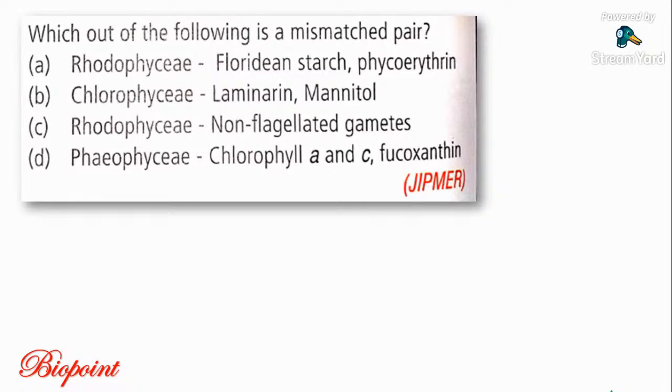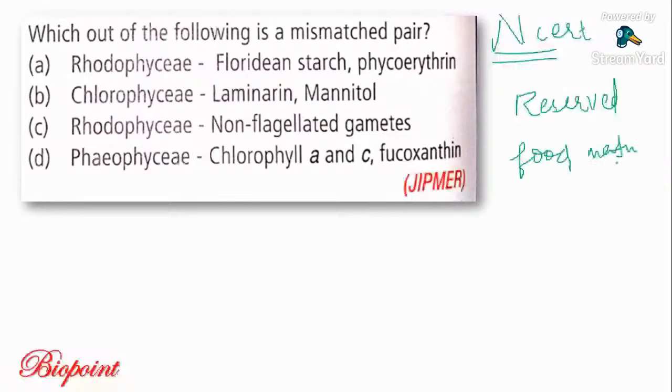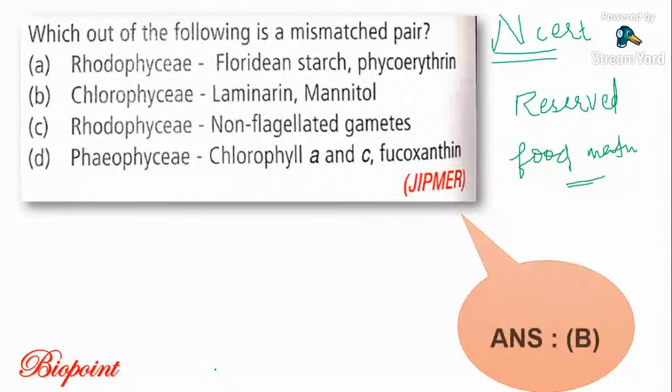Question number 21 on your screen. Which of the following is a mismatched pair about the reserved food material? Question directly taken out from your NCERT on the basis of reserved food material. So the correct answer for the question is option number B. It's a mismatched pair.